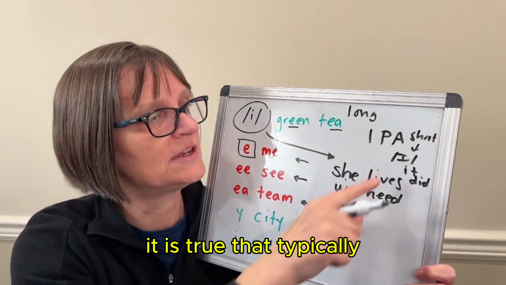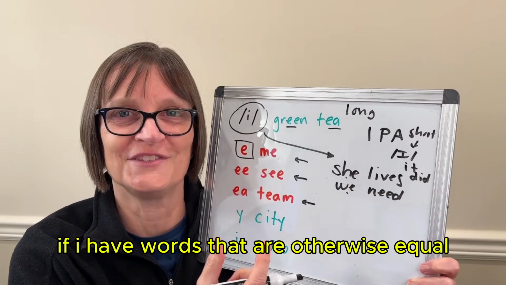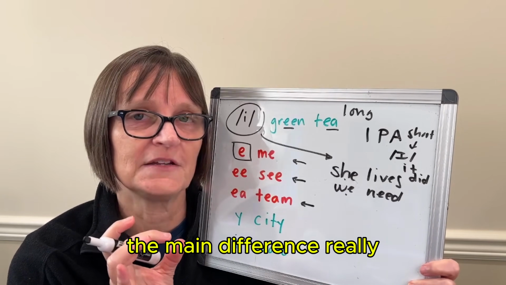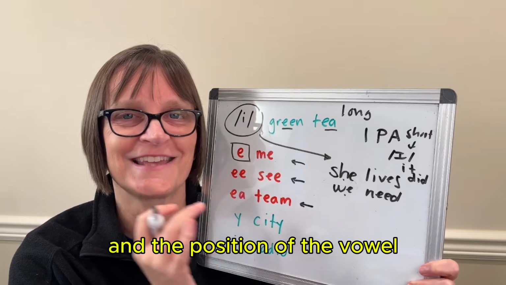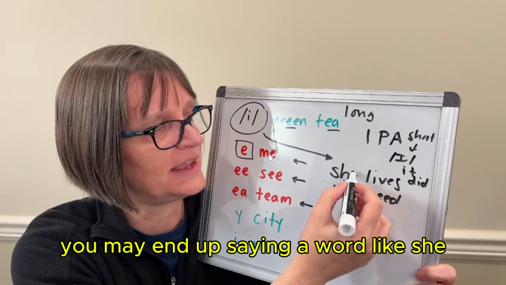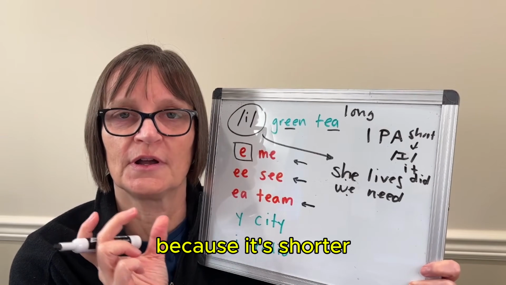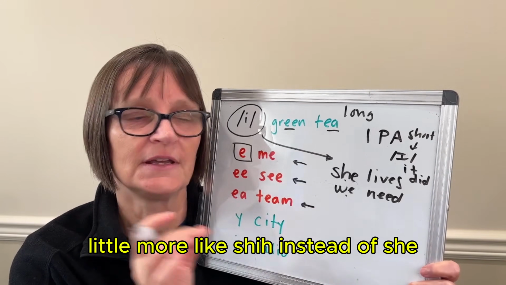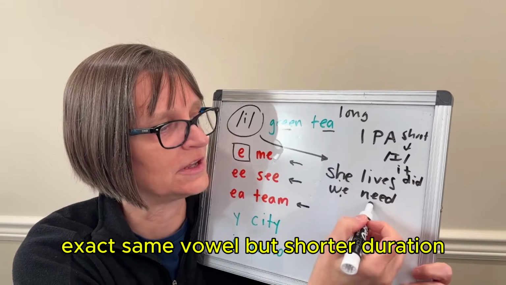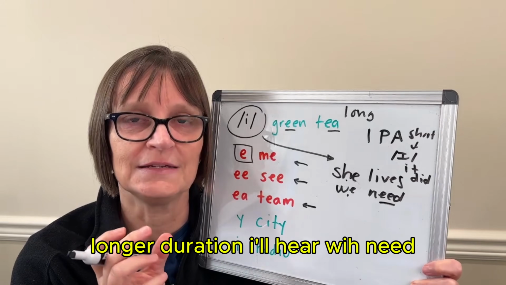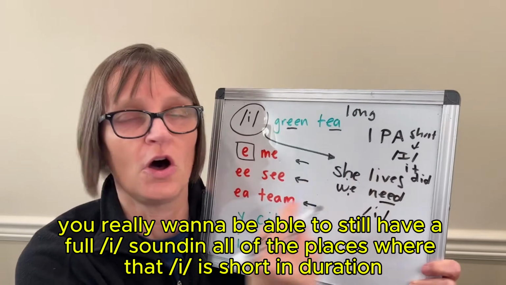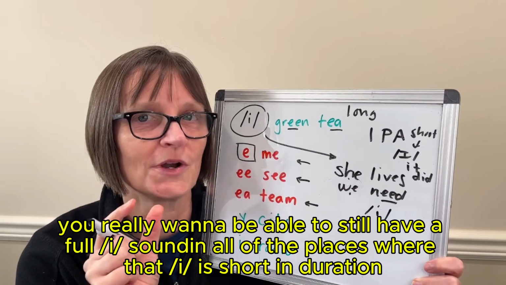It is true that typically if I have words that are otherwise equal, the I will be a little shorter than the E, but it's very important that the main difference really is actually tense versus lax and the position of the vowel, because what will happen is you may end up saying a word like she because it's shorter, a little more like shi instead of she. So I often hear instead of we need, exact same vowel, but shorter duration, longer duration, I'll hear we need, we need. And you really want to be able to still have a full E sound in all of the places where that E is short in duration.